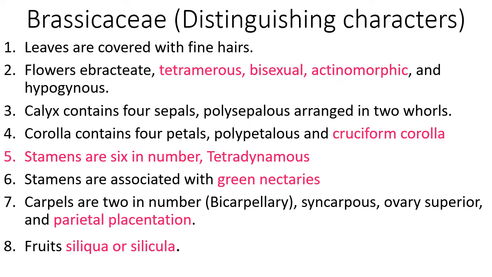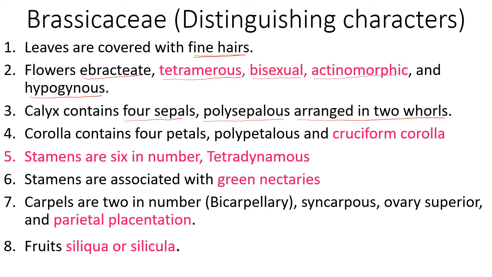The distinguishing characteristics of family Brassicaceae are as follows. Leaves are covered with fine hairs or trichomes. Flowers are ebracteate, means without bracts. Shows tetramerous symmetry. They are bisexual, actinomorphic, and hypogynous. Calyx contains four sepals. They are polysepalous and they are arranged in two whorls, two outer and two inner.